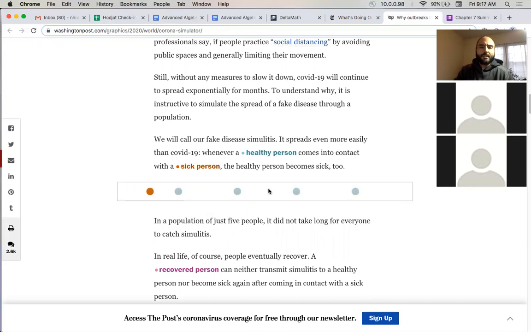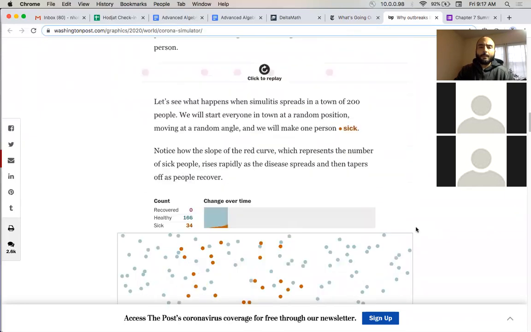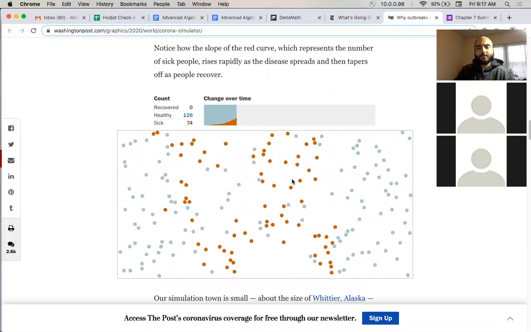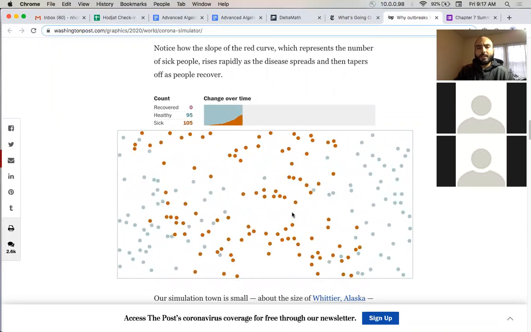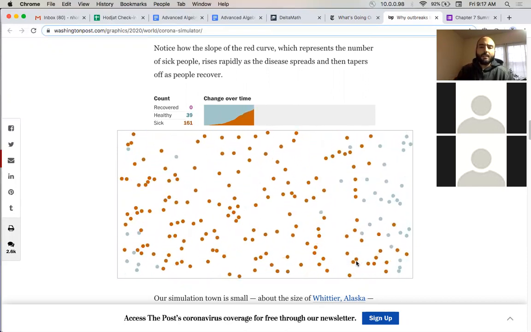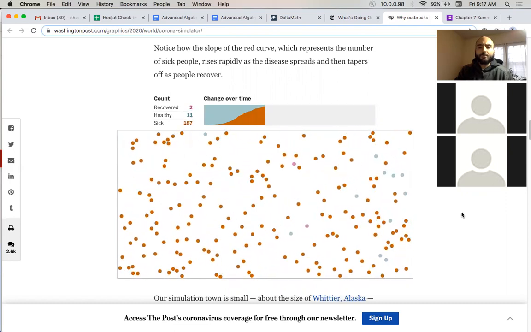And then if you get a chance to look through the simulations, you'll see that they are just using a simulation to talk about how when a sick person, this is a fake disease called simulitis, bumps into a healthy person, now you have this chain reaction of folks getting sick. And then the simulations get more complex. All these dark dots are people that are ill, and they are just in some random fashion, like with this disease, interacting with healthy individuals. And you can see the spread is pretty frightening.